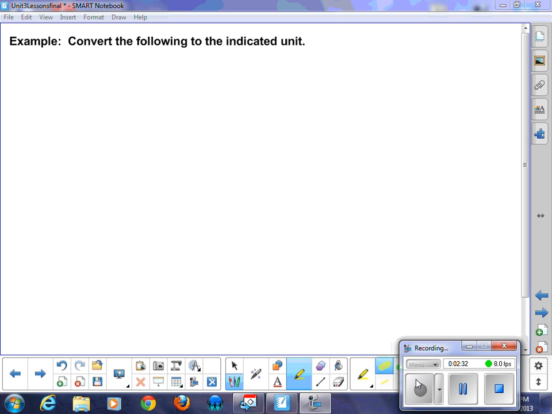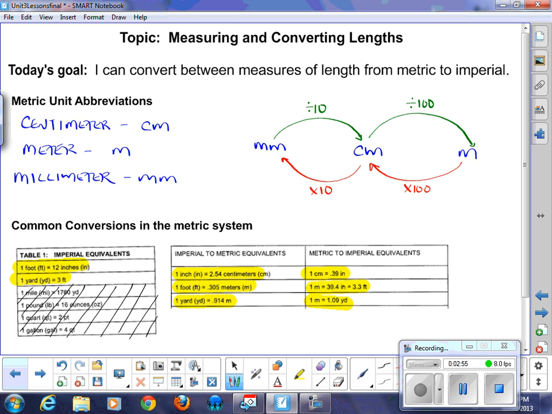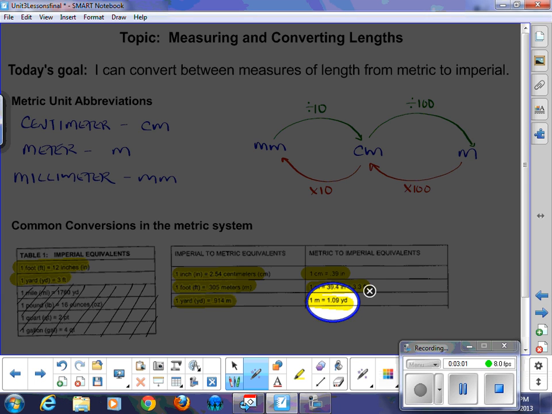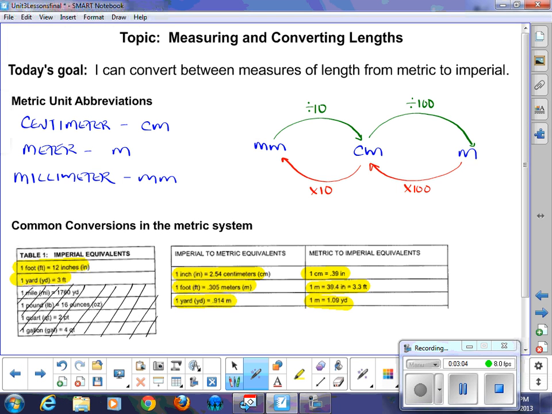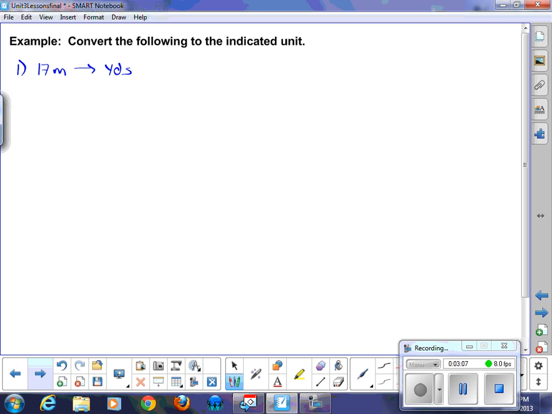All right, so we're going to convert the following to the indicated unit. What you're going to see in the homework is a question like this. We'll start off simple. Let's go 17 meters, and I want to go to yards. So how do you set this up? Well, in the previous unit, we talked about ratios and proportion. Guess what? We get to use ratios and proportion again. So we look at meters to yards. We see that 1 meter is the same as 1.09 yards. So we set it up as a ratio: 1 meter to 1.09 yards.